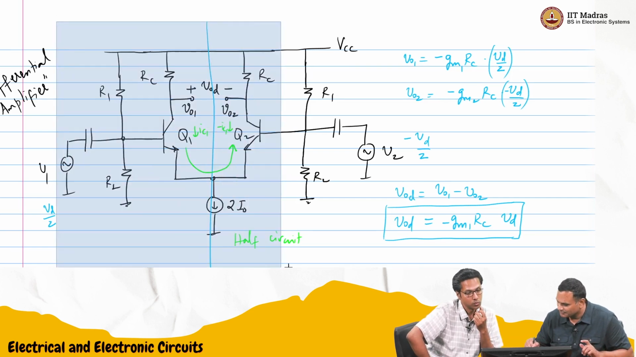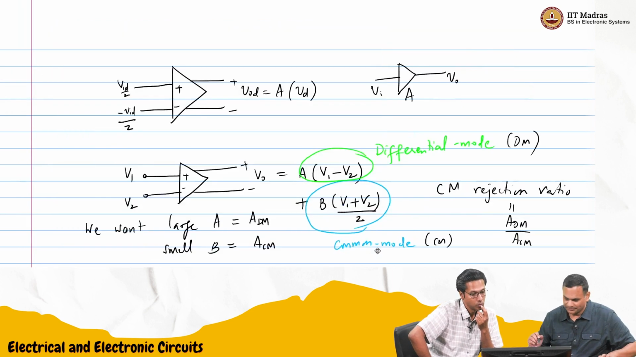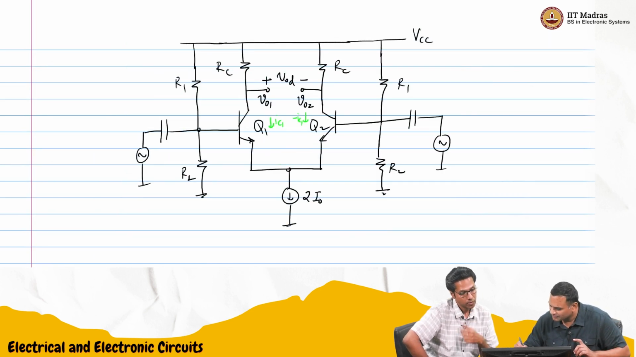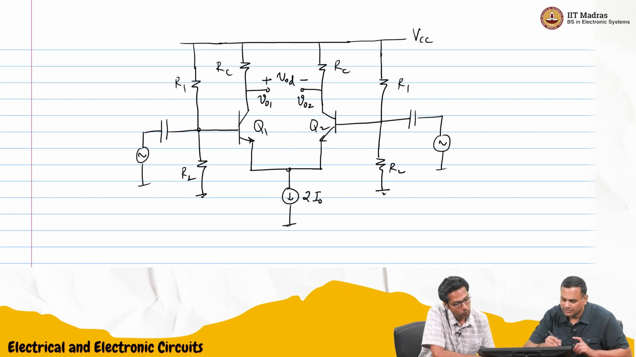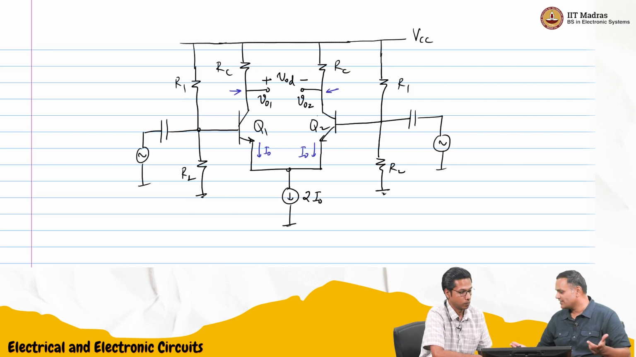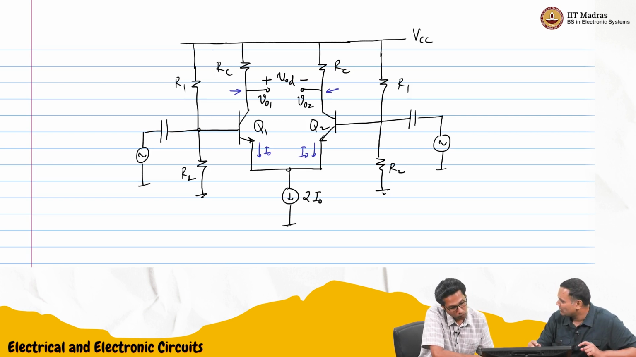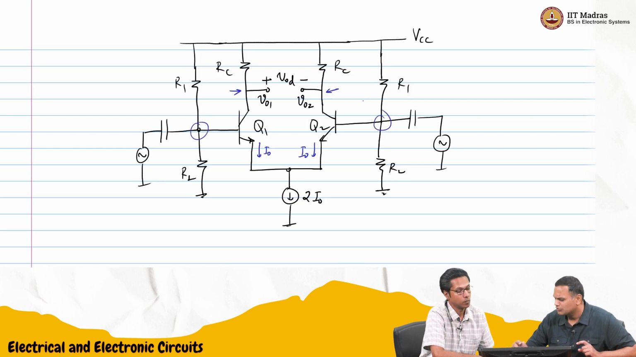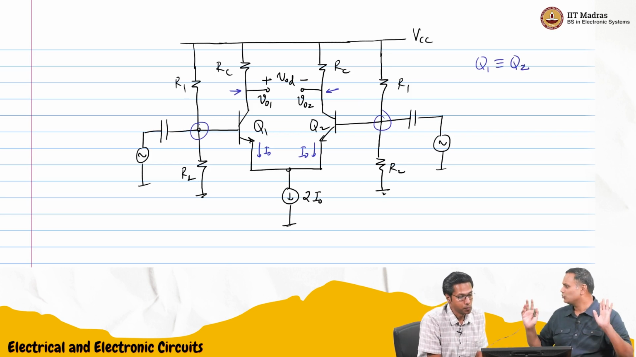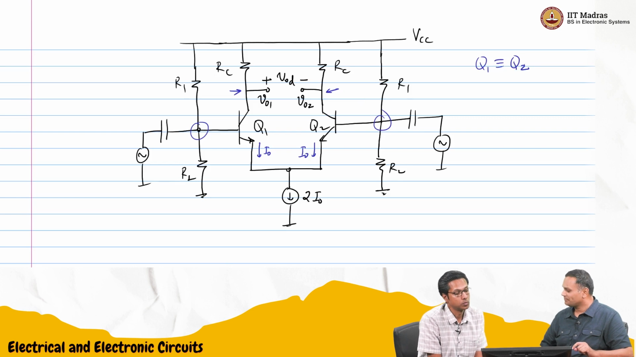Let us draw it separately here. As you pointed out, if this is 2 I0, the DC bias current through each will be I0. The DC voltage here will be VCC minus I0 RC. Here also it will be VCC minus I0 RC. The DC voltage here will be R2 by R1 plus R2 times VCC, and the same thing here. So it's symmetric, and everything should be symmetric on all sides.